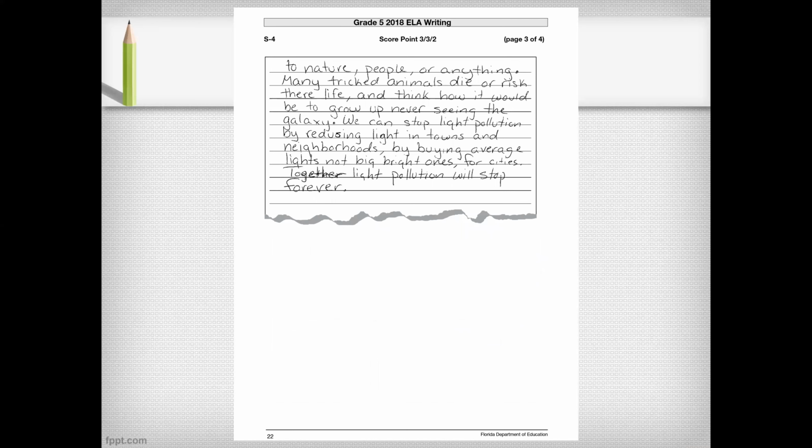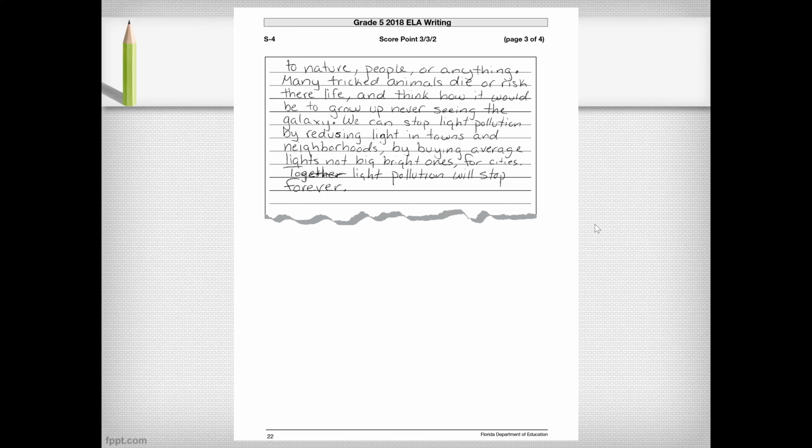Many tricked animals die or risk their life and think how it would be to grow up never seeing the galaxy. We can stop light pollution by reducing light in towns and neighborhoods, by buying average lights, not big, bright ones, for cities. Together, light pollution will stop forever.